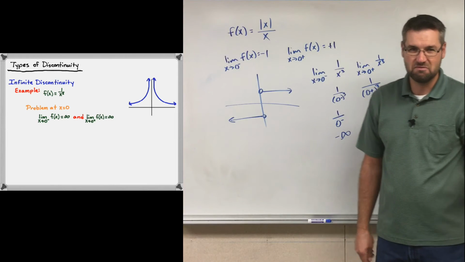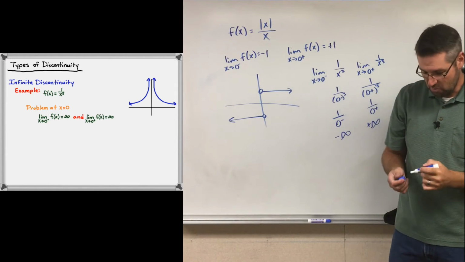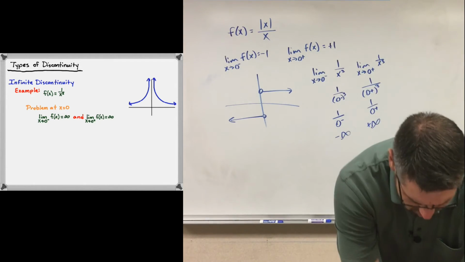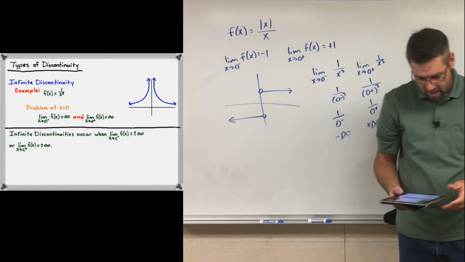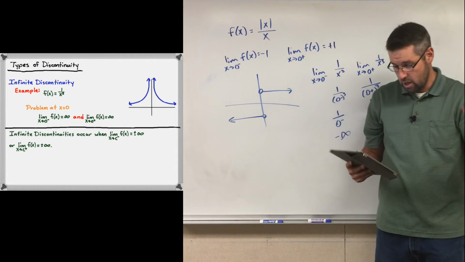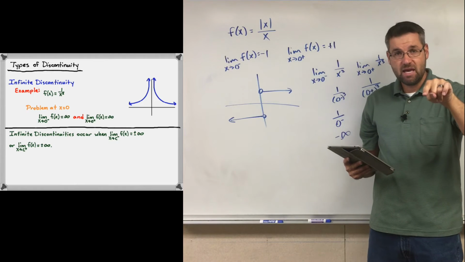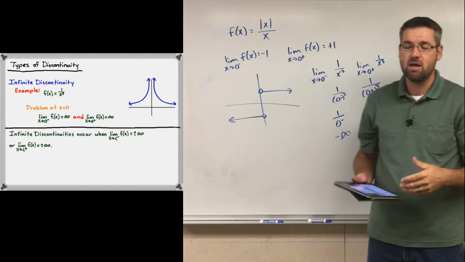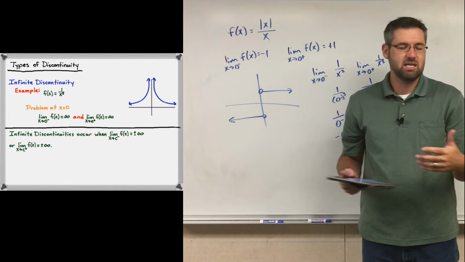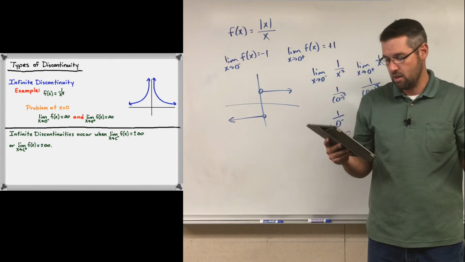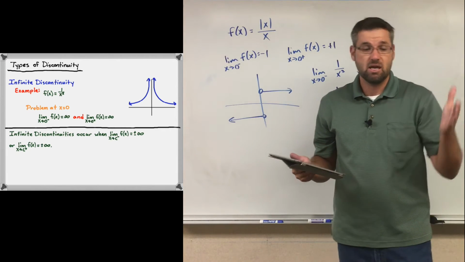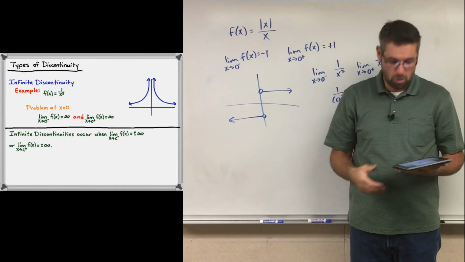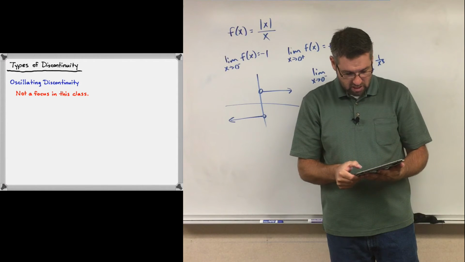When I say positive and negative 0, that's just my vernacular. There's not really such a thing as positive and negative 0, but it's easier to think of it that way than to say from the left, from the right, and all that stuff. The bottom line is this: an infinite discontinuity occurs when the left-hand limit or the right-hand limit approaches either positive or negative infinity, or vertical asymptotes. Anytime you see a vertical asymptote, you have an infinite discontinuity. Infinite discontinuity, vertical asymptote, they're synonymous, but you need to know both terms.